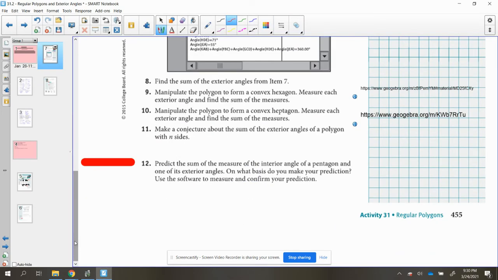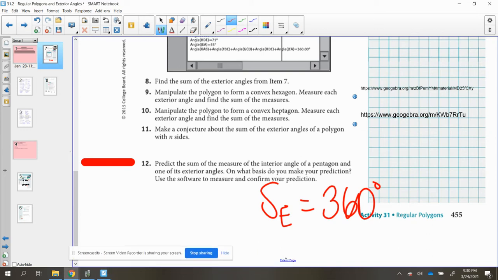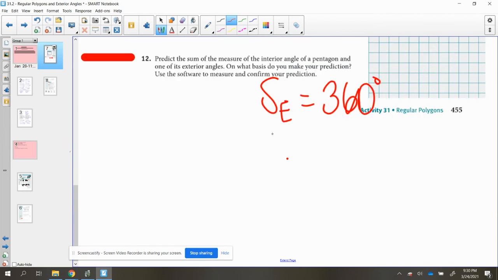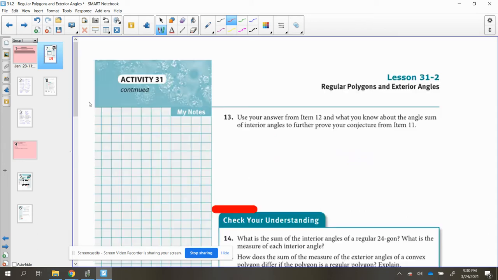So that is the formula for the sum of the exterior angles. No matter how many sides or angles you have, they're always going to add up to be 360 degrees, which means that each individual exterior angle, so each exterior angle, we would call that, would be 360 divided by the number of sides. Okay. So we have some examples again to look at, and that's going to be on page 456, starting with number 14.